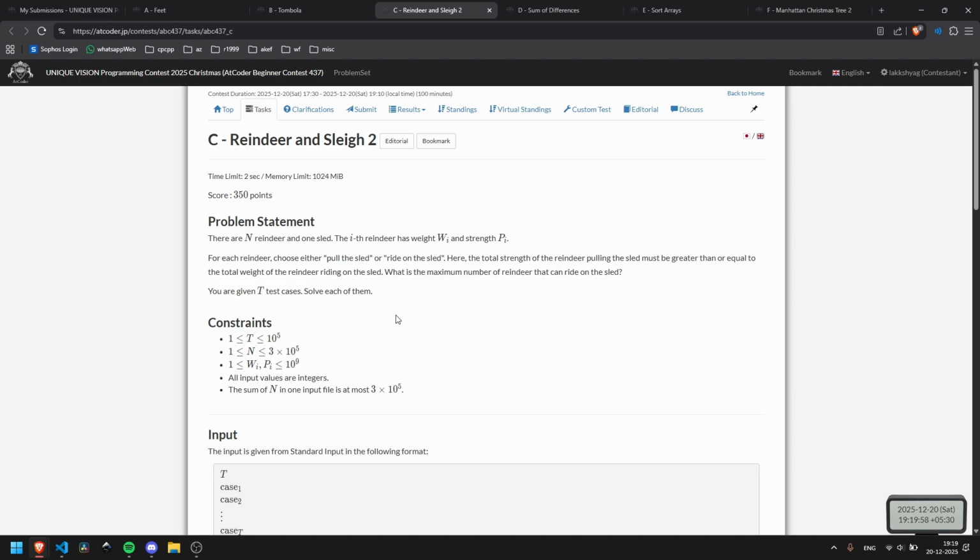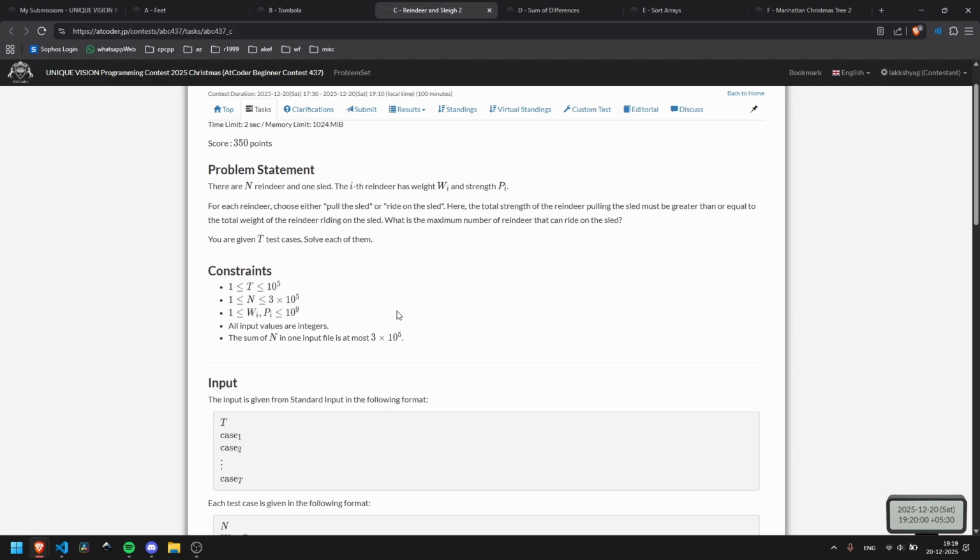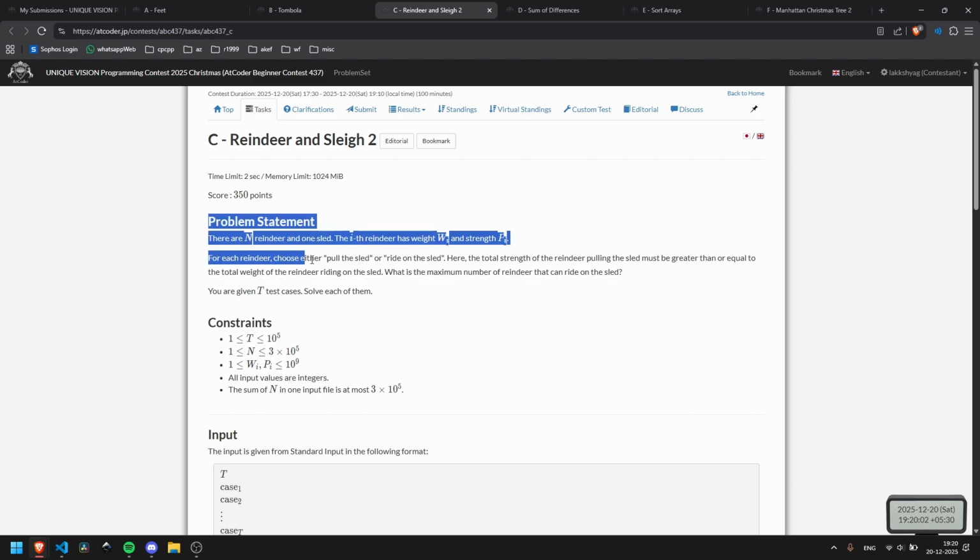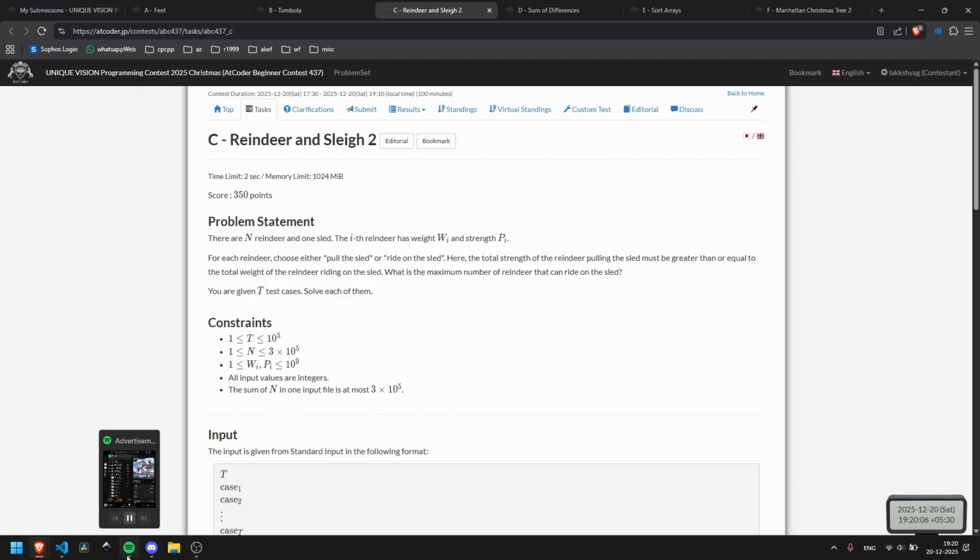C, I should have solved it easier. The idea is basically that this is a typical greedy problem where you have to prove using an exchange argument, right? The main idea is that for every element we had to decide either to give its contribution to W, basically the weight which will be pulled, or the strength Pi, which is to pull.